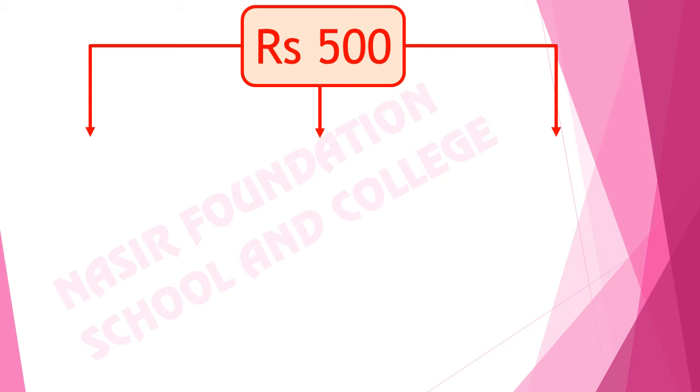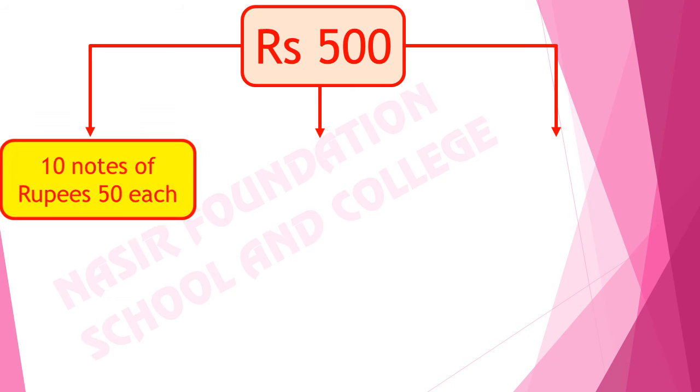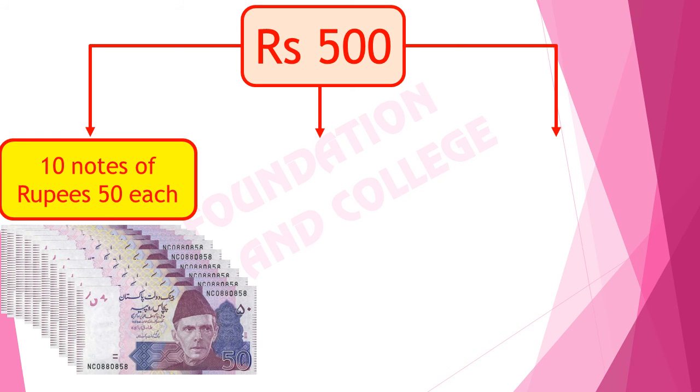Now we will discuss the different ways for having rupees 500. 10 notes of rupees 50 each, it makes 500 rupees. If we have 10 notes of 50 rupees each, we get 500 rupees.